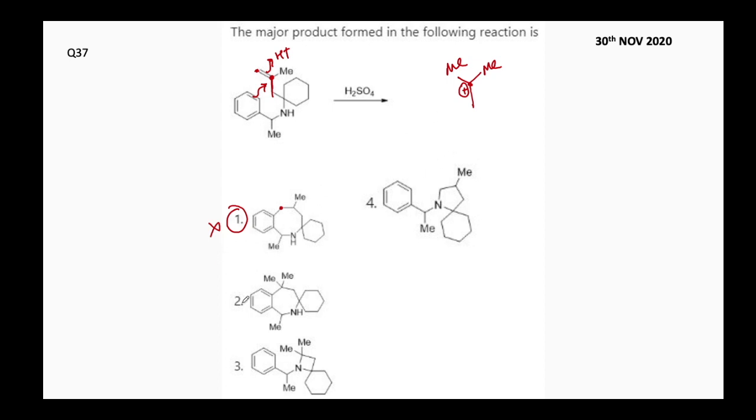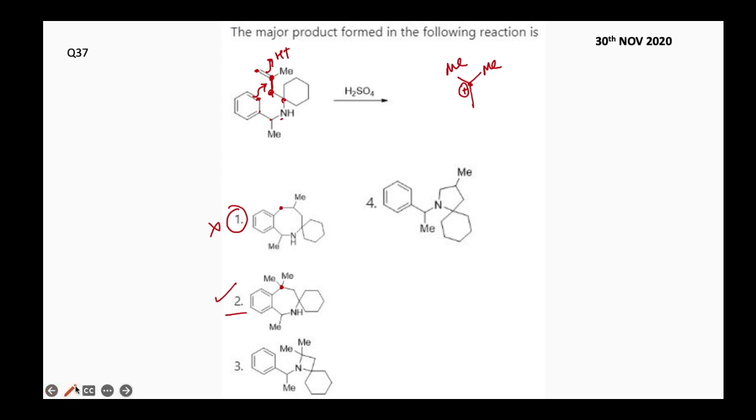Now moving onwards to option number two. If the benzene is doing electrophilic aromatic substitution and it attacks on this carbon, then it is going to have two methyls on the carbon which is attached to the benzene, and it is going to form how many membered ring? 1, 2, 3, 4, 5, 6 and 7 membered ring it is going to form. This is absolutely what is taking place. So we can say 2 could be correct. Now let's move onwards and see the other options, guys.